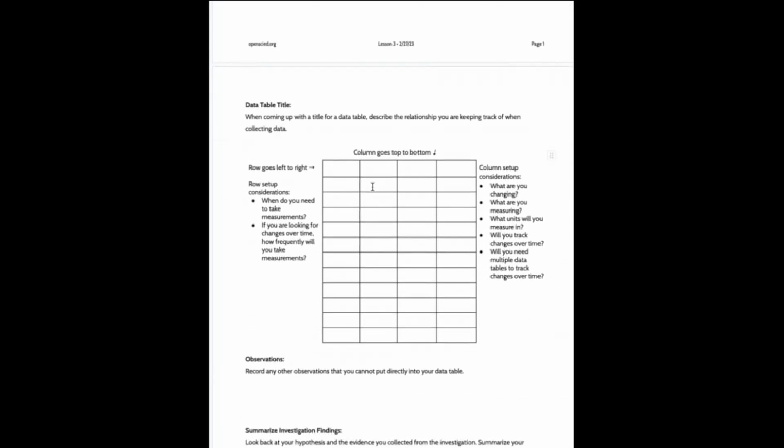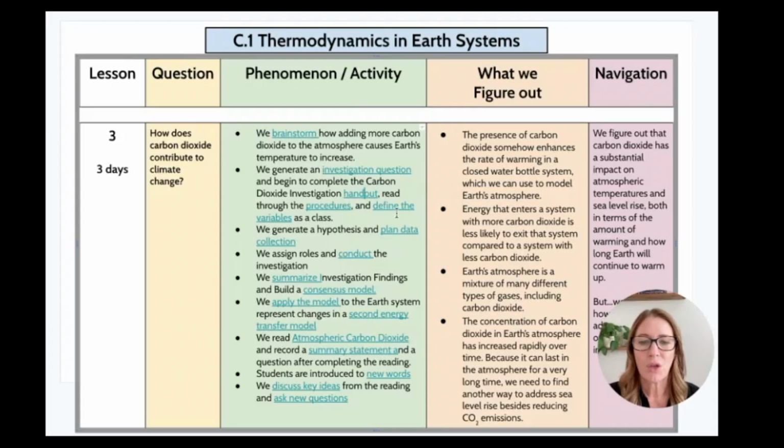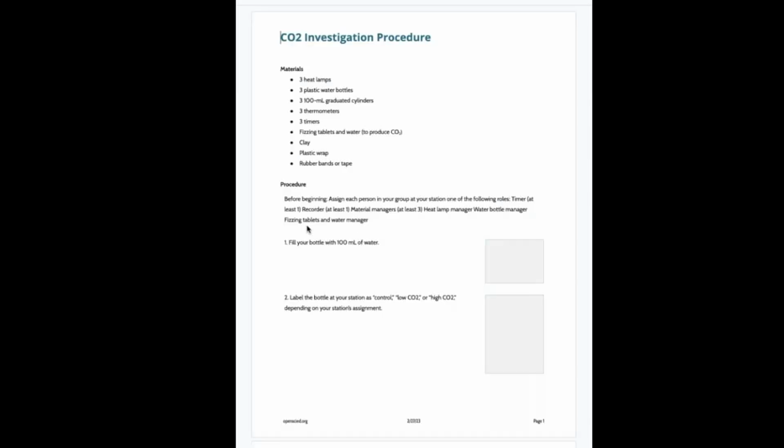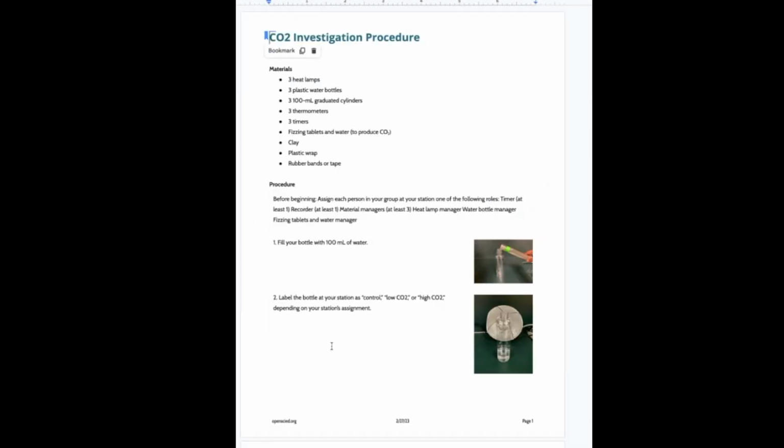We're going to go through some reasoning with students, there are slides to support this, and then they're going to set up a data table. This data table will be scaffolded using an anchor chart. And you can see that we're going to read through the procedures. We're not coming up with our own procedures, but students will read through the procedures.